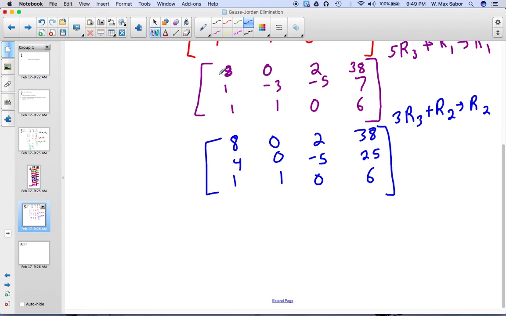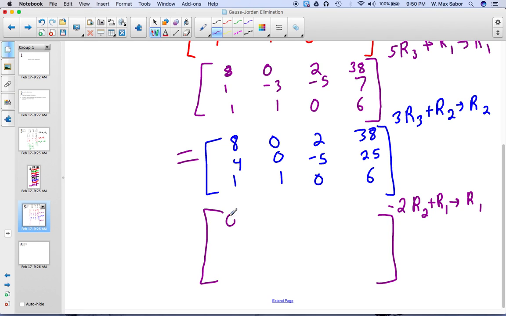Now we have a system of 2 variable equations. The first 2 make a 2 variable equation. I'm going to add negative 2 times the second one to the first one, because then that will cancel out this 8. So we have 0, 0. Negative 2 times negative 5 is positive 10, plus 2 is 12. Negative 2 times 25 is negative 50, plus 38 is negative 12. The rest staying the same.